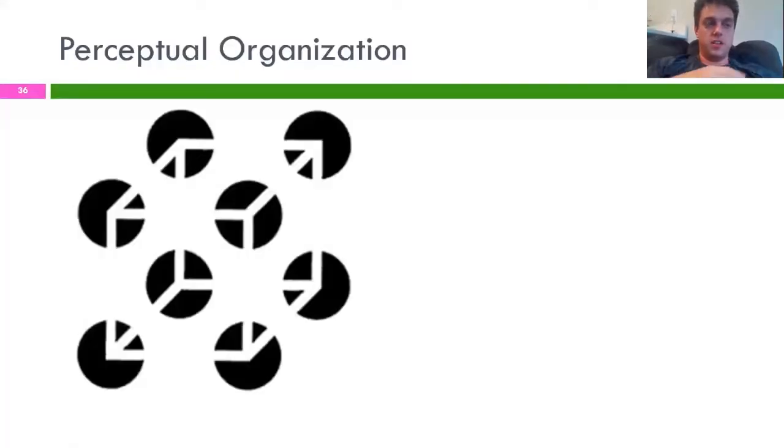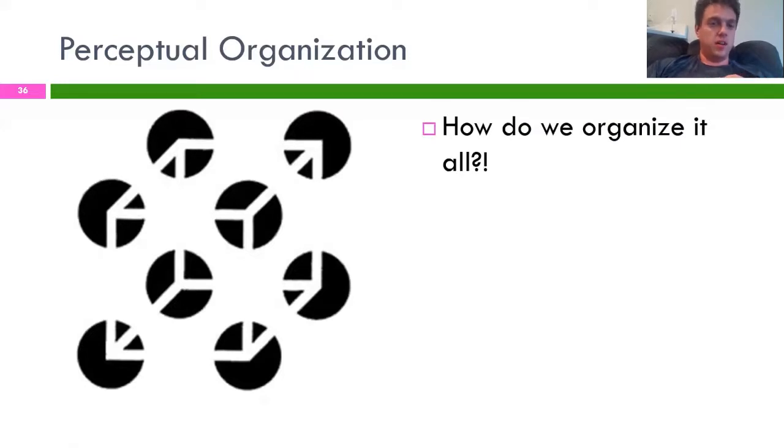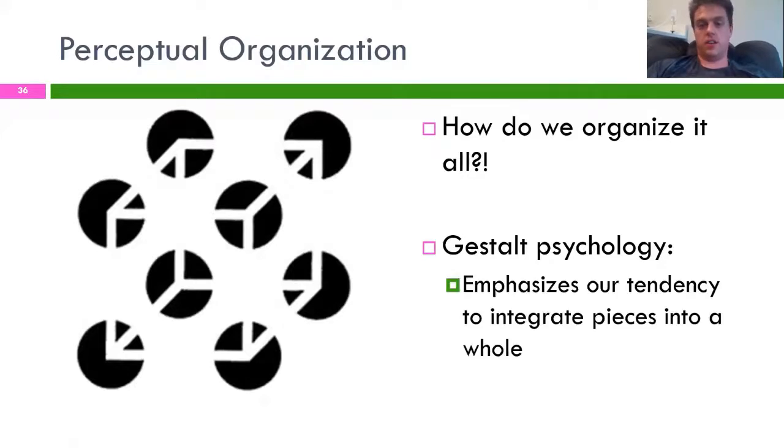So with perceptual organization, start out by having a look at this thing on your left here. So what do you see? You probably see a cube, right? Pretty much everyone sees a cube there. So this is kind of meant to illustrate this idea of Gestalt psychology. And it emphasizes our tendency to integrate pieces into a whole. So rather than seeing a bunch of separated black circles with white lines through them, we tend to group them and organize it in a way that we can see something more meaningful, that being the cube.